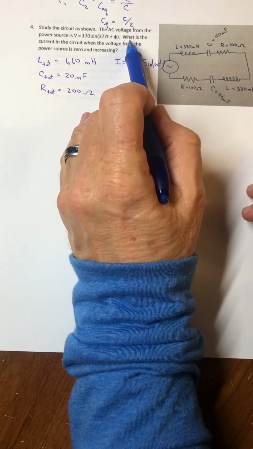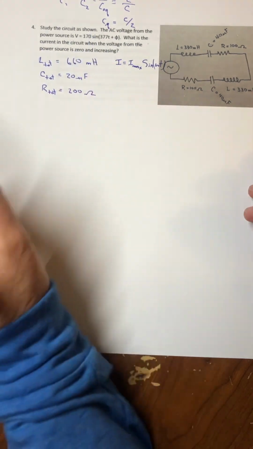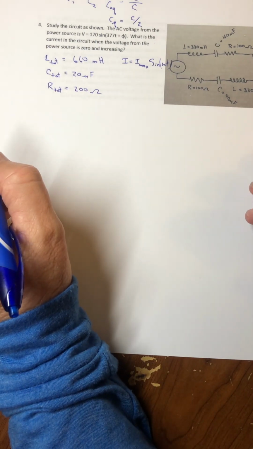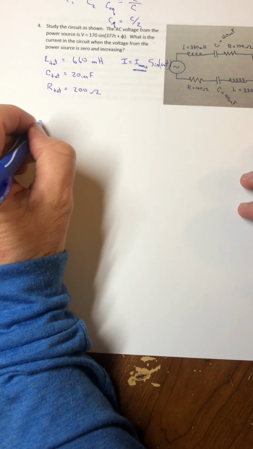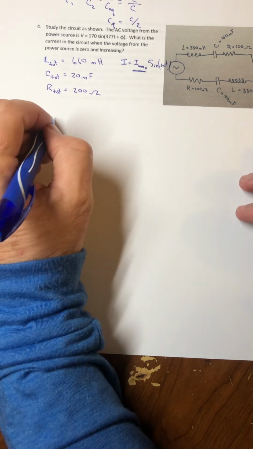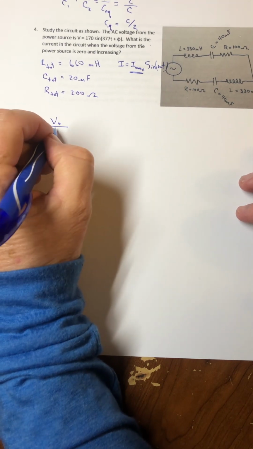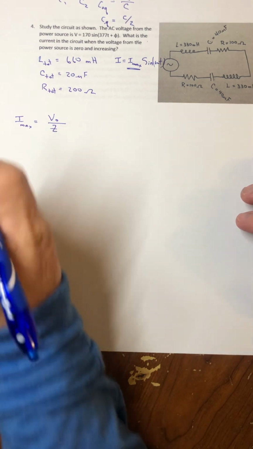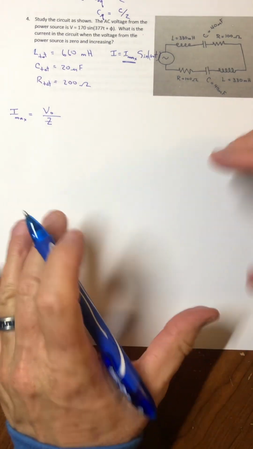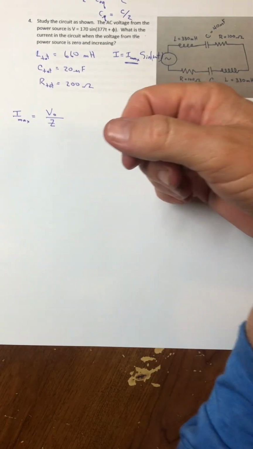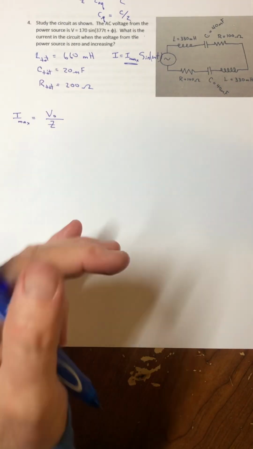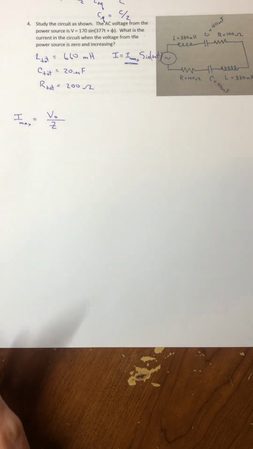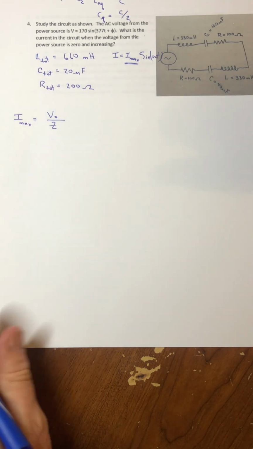And that's the question. What is the current in the circuit? And this long analysis said that the maximum current here is the maximum voltage divided by the impedance. And the impedance is the total opposition in this circuit. That means it includes the resistance of the resistors and the reactance of the capacitor and the inductor.